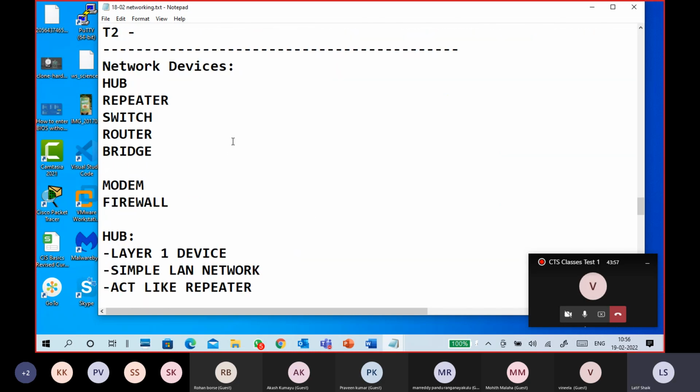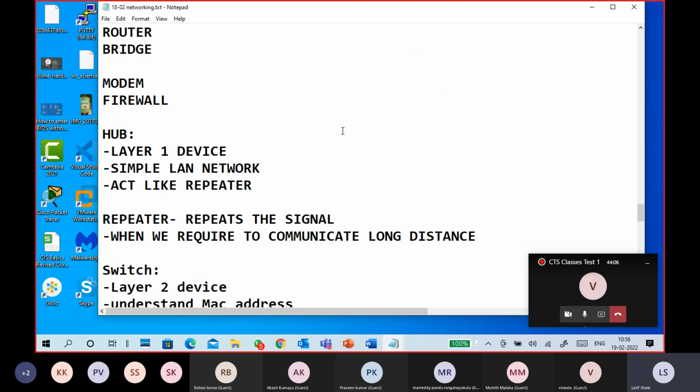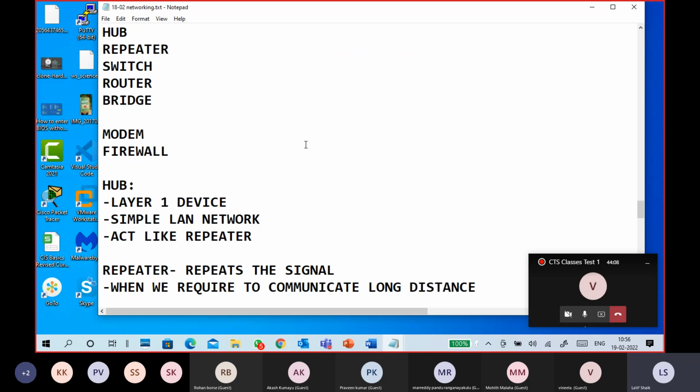Networking devices: hub, switches, routers, modem. These are very important. Of course, firewall also. Okay. Hub is for simple LAN connections, a layer 1 device. It doesn't understand MAC address or IP address. It acts like a repeater, for simple LAN communication purposes.